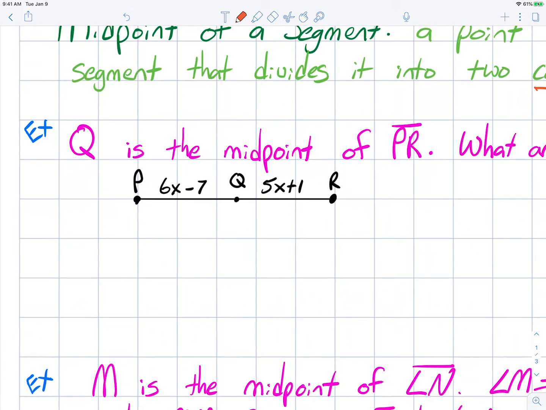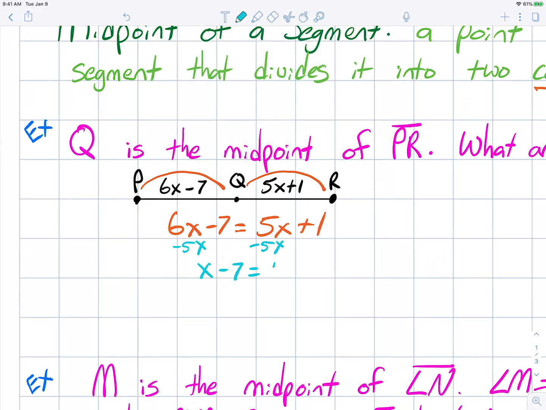So if we look at our picture, if Q is the midpoint, it means that PQ has to be the same as QR. So if they are the same, I can write the equation 6x minus 7 equals 5x plus 1. And if I were to solve that, I'm going to subtract 5x from both sides. I get x minus 7 equals 1. I add 7 to both sides. I get x equals 8.